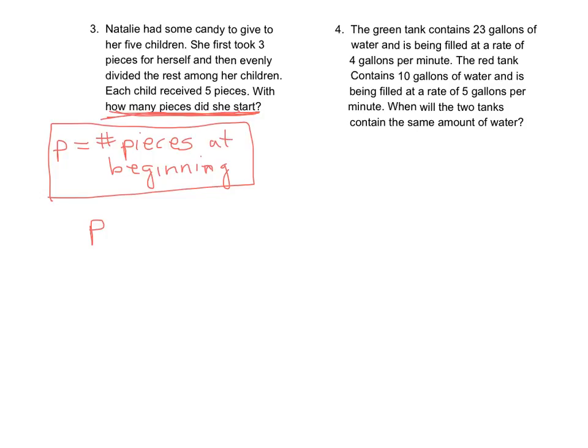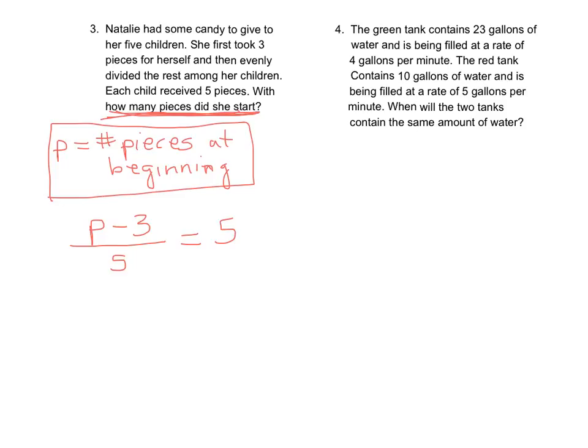She first took 3 pieces for herself. So from her original amount, she took 3 pieces for herself. Then she divided it among her children, and there's 5 children. So she started with P pieces, she took out her 3, then she divided what was left by 5 children, and apparently that's going to equal 5, because each child actually ended up with 5 pieces.